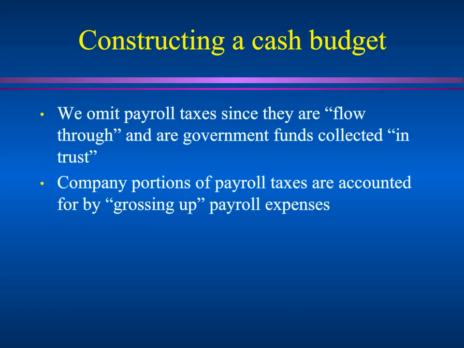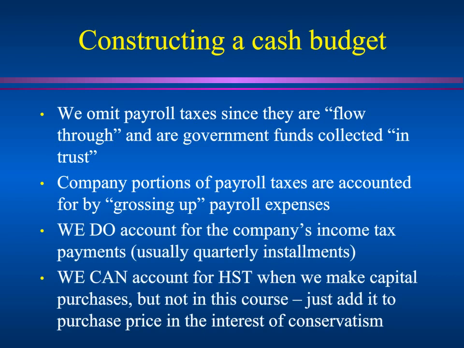Now, further notes on the budget. We take out payroll taxes since they're flow through. For instance, if I take income tax off of your paycheck, I give that to the government. It's not a revenue or an expense. The employer portion, however, so if I take off $5 in CPP, I give that to the government, but I also have an expense to match. It's a matching rule.